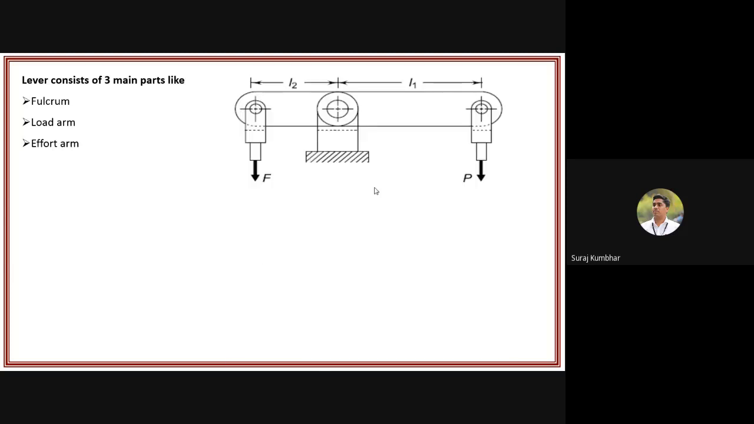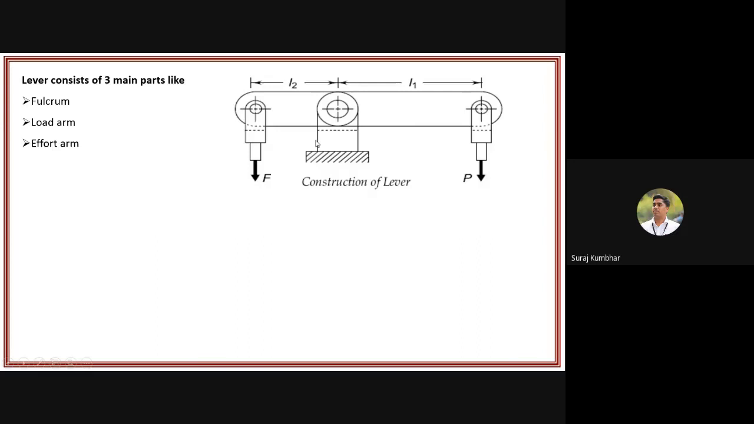Next here is the diagram, the construction of a lever. This is the rectangular or circular type of lever. At the right hand side an effort is applied. P denotes effort, which is in a downward direction. At the left side F denotes load, or you can consider it as W. This F is nothing but the load, which is acting in a downward direction, the weight of the particular load. And on the right hand side, P is nothing but the effort which you are applying.